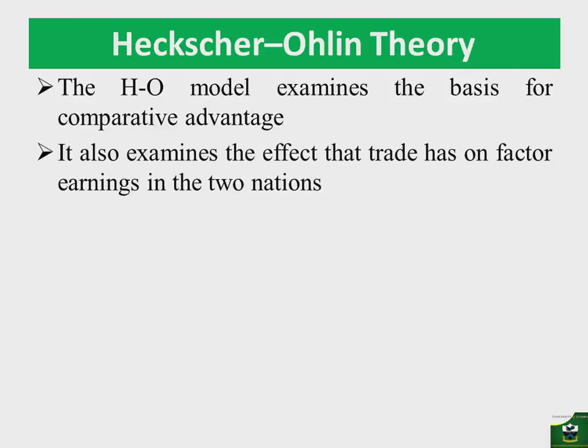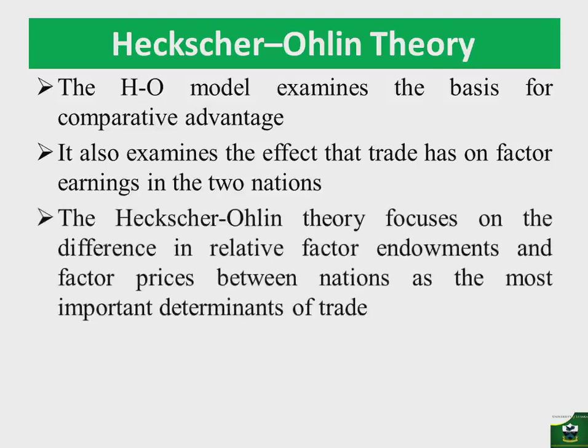So we move away from the costs and those other things. Then we want to look at the effects on factor earnings. That's the wage and the rental price of capital, which we can simply call the interest. So simply put, the Heckscher-Ohlin theory focuses on the difference in relative factor endowments and factor prices between nations as the most important determinants of trade.